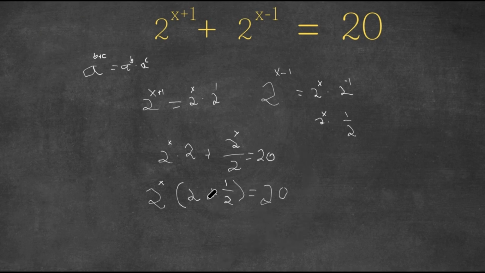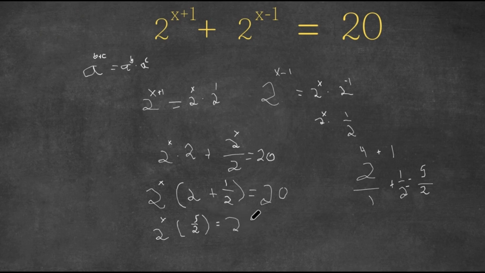All right, so now what we're going to do is simplify the stuff in the parentheses a little bit. 2 plus 1/2. Let me write this right here: 2 over 1 plus 1/2. We multiply our denominators, so we get 2 as our denominator. Then we do cross multiplication. 2 times 2 is 4 plus 1 times 1 is 1. So we have 4 plus 1, which is 5. And this is really simple. So this gets us 2 to the power of x times 5 over 2 is equal to 20.